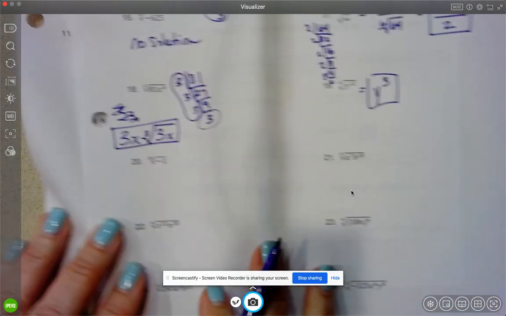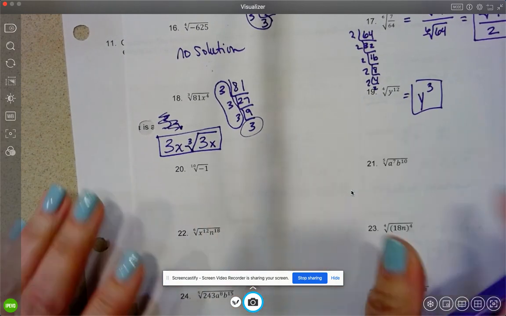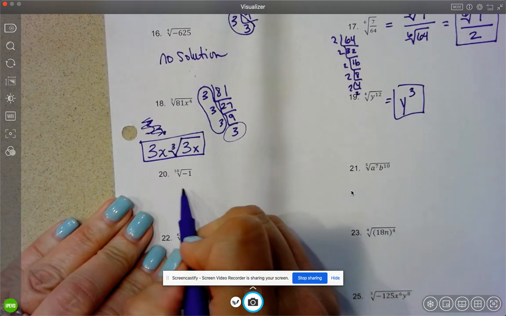Okay, here I have a negative number, and I want to take an even root of that negative number. Well, that's not going to work. We already know that, so that's no solution.